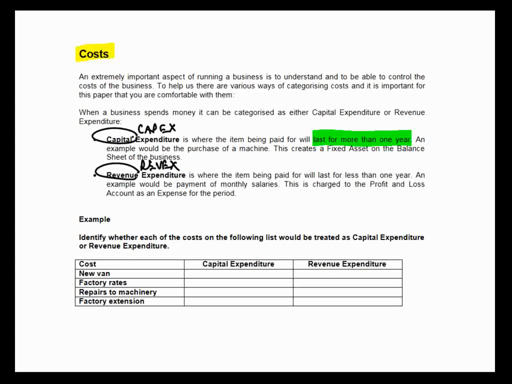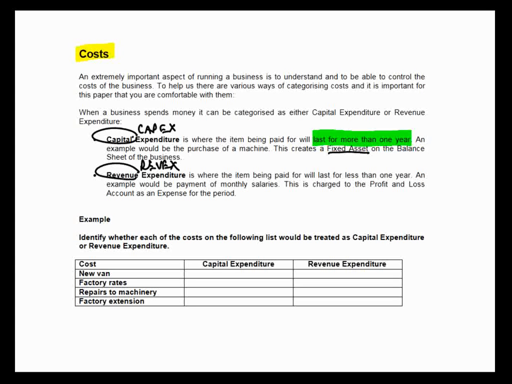In terms of how we account for that, it creates a fixed asset. A fixed asset is an asset that we're going to keep for more than a year. If you've already seen the basic accounting papers, you'll be conscious of the concept of the balance sheet, showing assets and liabilities. So CapEx would create a fixed asset that we'd put on the balance sheet.